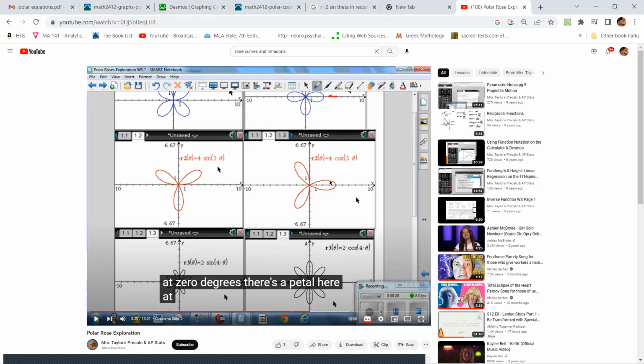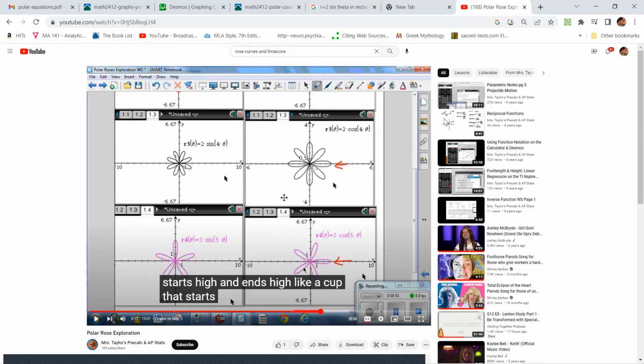Cosine starts on an axis. 3 petals, right? So I think we've sufficiently beaten that. They'll be different. There'll be 120 between the petals, those would be 120. Okay. How about these?